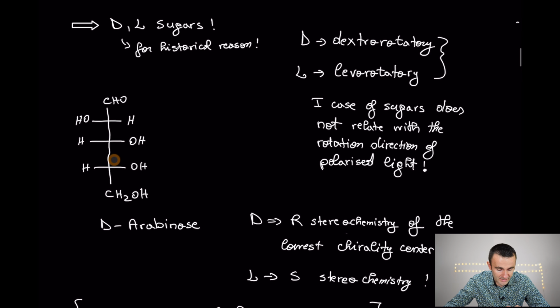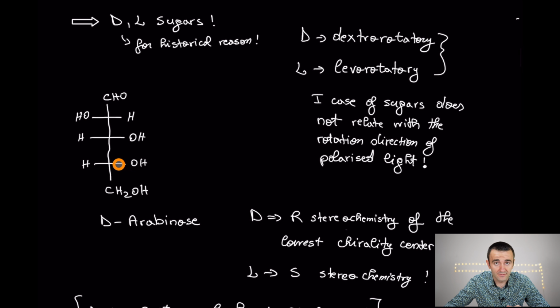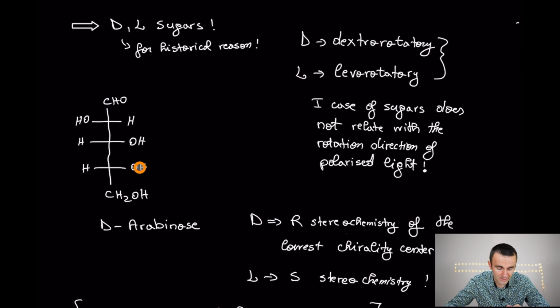What does D mean? D means that the lowest chiral center in the sugar is on the right side. So this is the lowest chiral center. This OH here has to be on the right side, right? If it is L, this OH here has to be on the left side, right? Only the lowest possible chiral center, not all the groups. Keep in mind this: D right side, L left side. In this case it is D-arabinose, so it is a D sugar and the OH is on the right side.